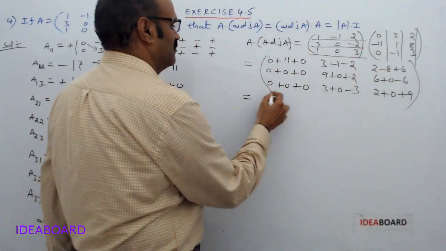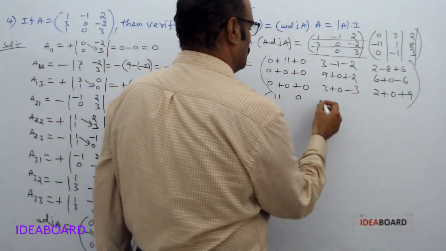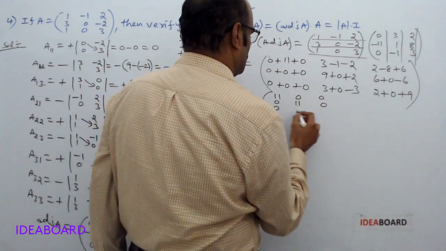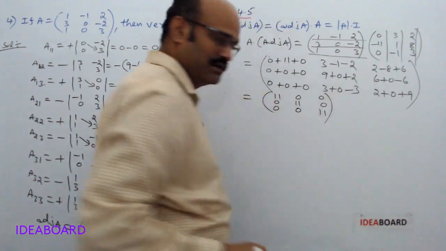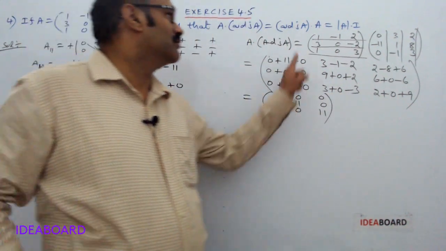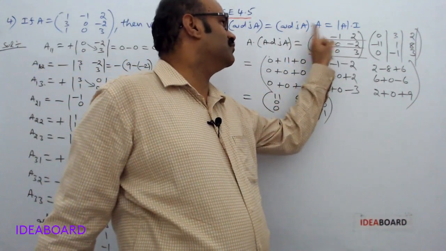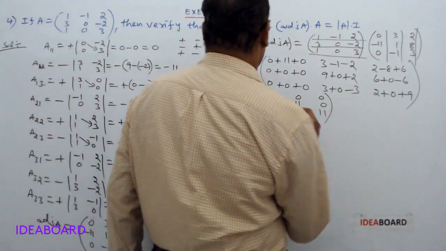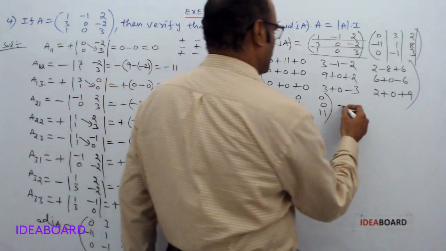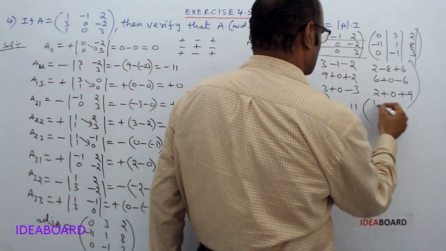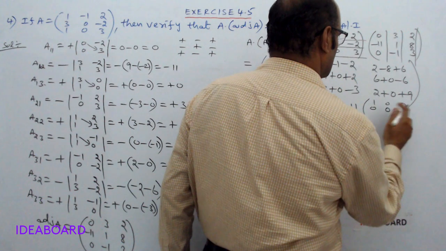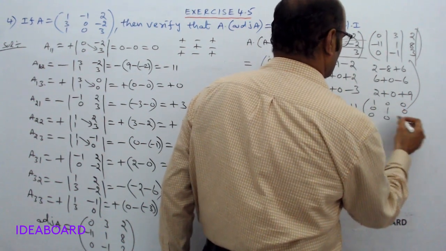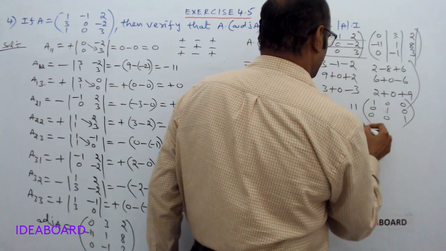So that it's equal to, here we are getting 11, 0, 0, 0, 11, 0, 0, 0, 11. Now we have to find adjoint of A into A. This can be taken as 11 into 1, 0, 0, 0, 1, 0, 0, 0, 1. Here we are getting 11 into I.